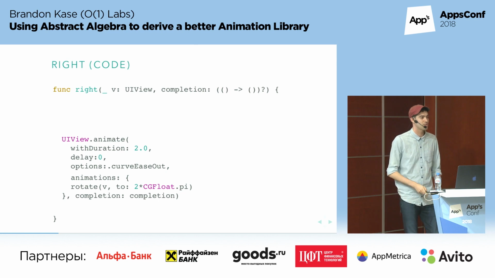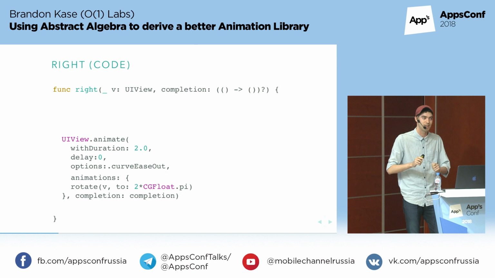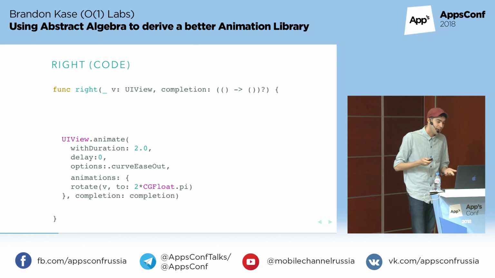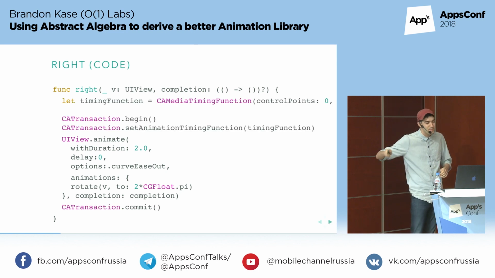This is not what we want because we want custom control points. We don't want Apple's ease out curve. We want our designer's ease out curve. How do we do that? We use the CAMediaTimingFunction. We pass it a bunch of control points. It's cut off because that's the point, right? This is a long function name.